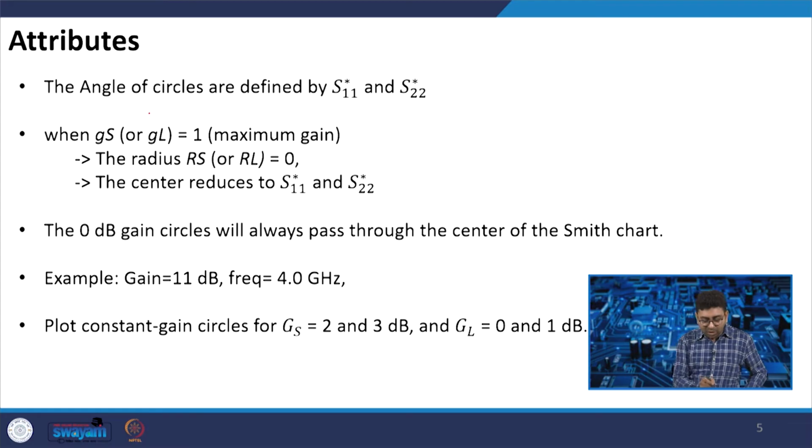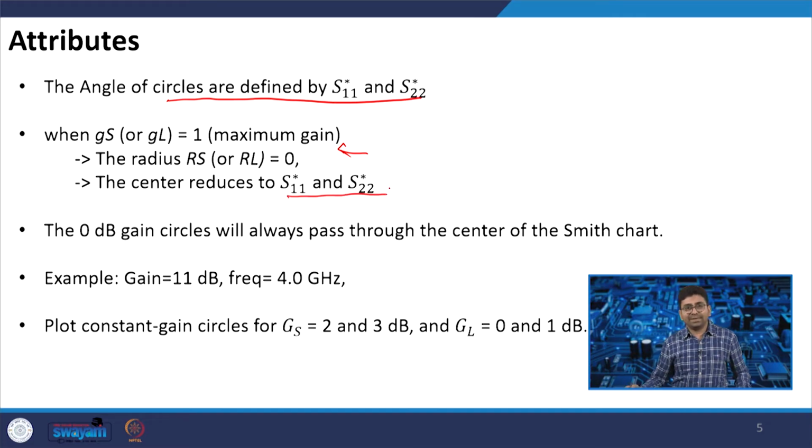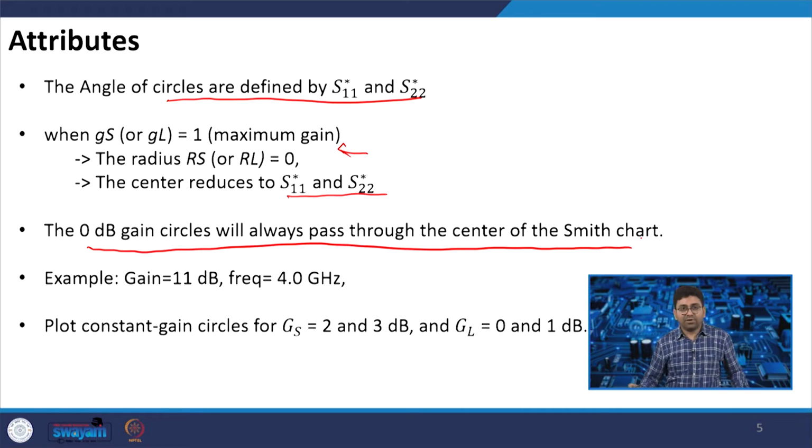So, what are the attributes? Here the angle of the circles are defined by S11 conjugate and S22 conjugate. When GS or GL is equal to 1, that is the maximum gain, I already told. The radius RL or RS is equal to 0 and the center reduces to S11 conjugate and S22 conjugate. The 0 dB circle will always pass through the center of the Smith chart. So, if you want a 0 dB gain, that will pass through the center of the Smith chart.